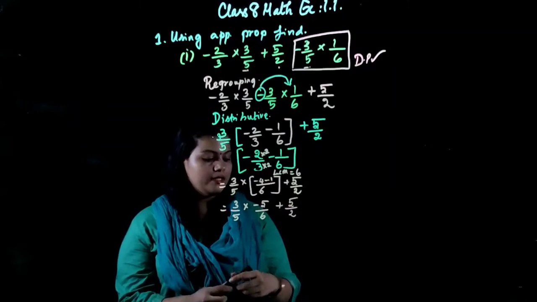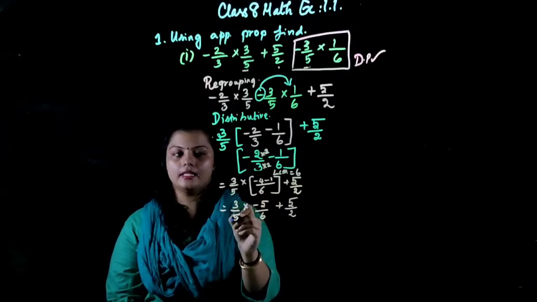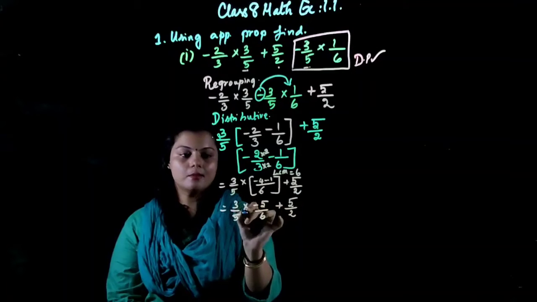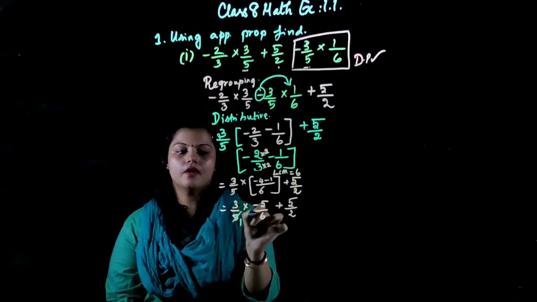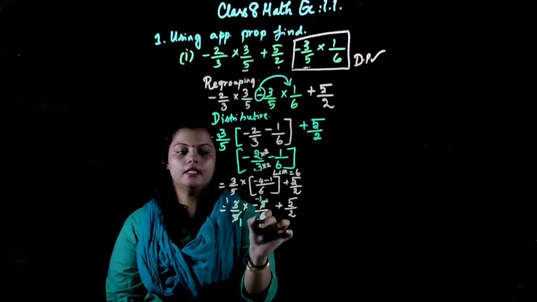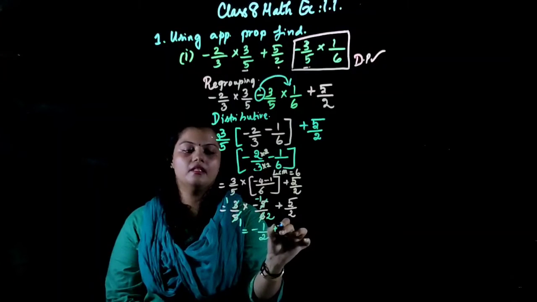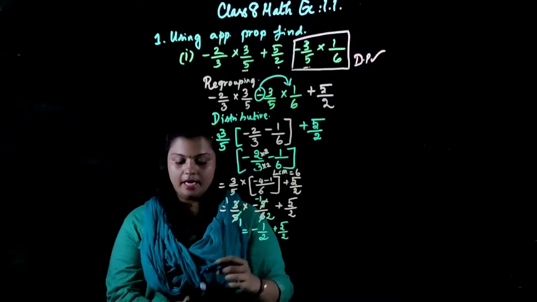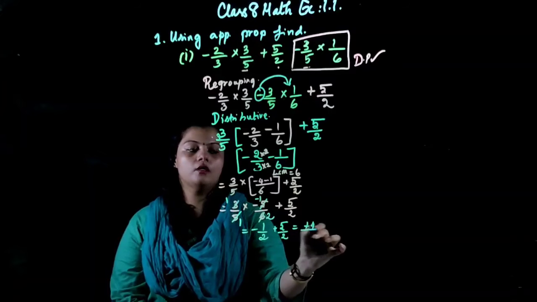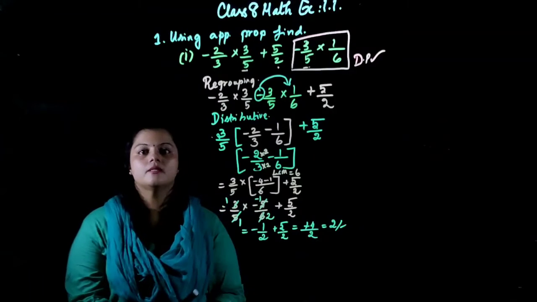Now how do we cancel? When two fractions are multiplied like this, we can cancel them. But when they are added, we are not supposed to cancel them. Only when there is a multiplication symbol, you can cancel. So 5 ones are 5, and this is minus 1 times. 3 ones are 3, 3 twos are 6. So it is nothing but minus 1 by 2 plus 5 by 2. Now what is minus 1 plus 5? It is nothing but plus 4. So plus 4 divided by 2, the answer is nothing but 2. So 2 is my answer.